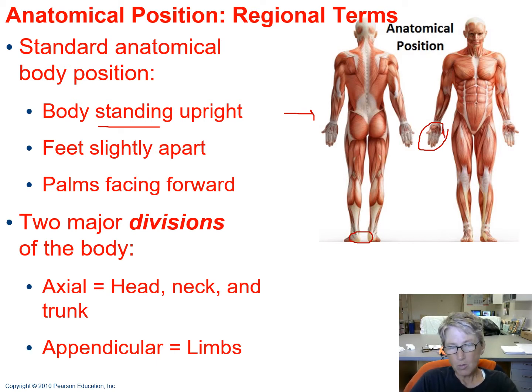Two major divisions of the body in anatomical position. From now on, just always think you're in anatomical position. The two major divisions are the axial division, which includes the head, the neck, and the trunk, so that's all this part here. And then the appendicular division of the body are your limbs, so your arms and your legs.